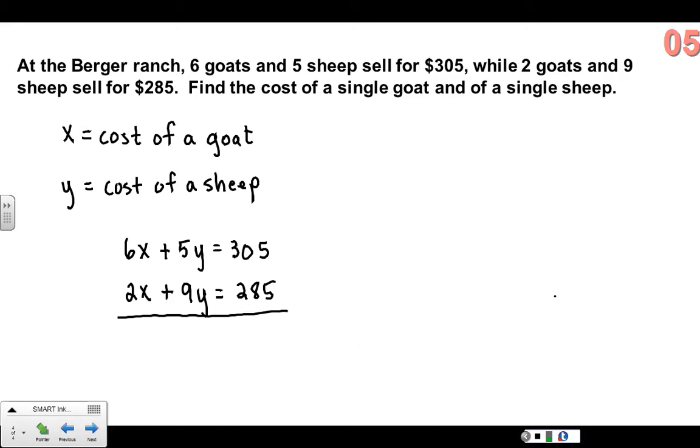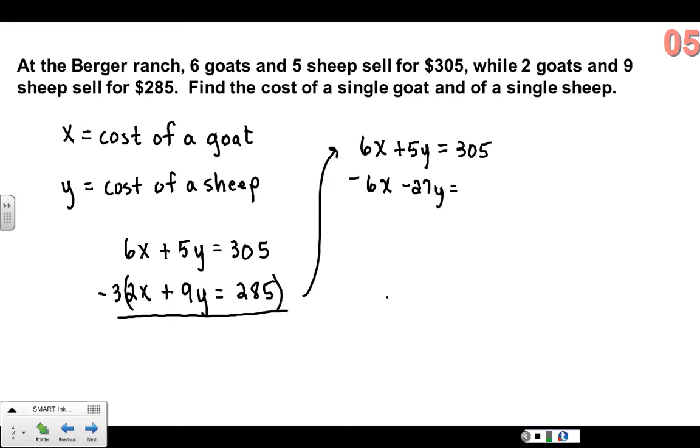Now, to be able to solve this system, I need to try to get a variable to drop out. So what I see to do is I'm going to multiply the second equation here by -3. That way I can get a -6 and get the x's to drop out. So let's see if that works. If I multiply by -3, I'm going to write the first one down as is, 6x plus 5y equal to 305. And then in my second equation, if I multiply through by -3, that's -6x minus 27y equal to 285 times -3, -855.